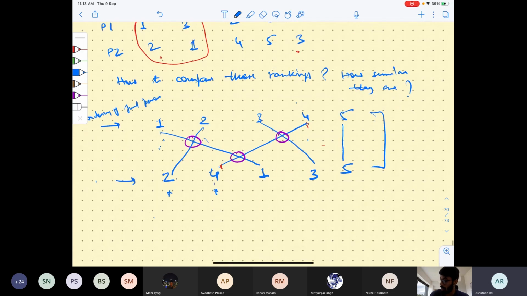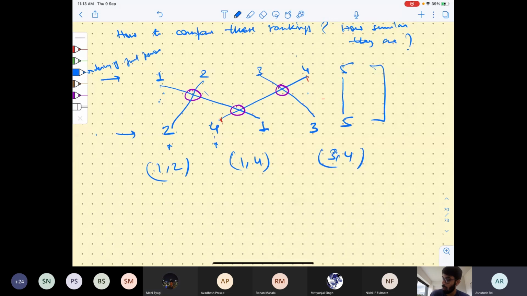That is 1 and 2. So 1 and 2 get flipped. Then the other pair which gets flipped is 1 and 4. Then 1 and 3. No, sorry, 3 and 4. Okay.